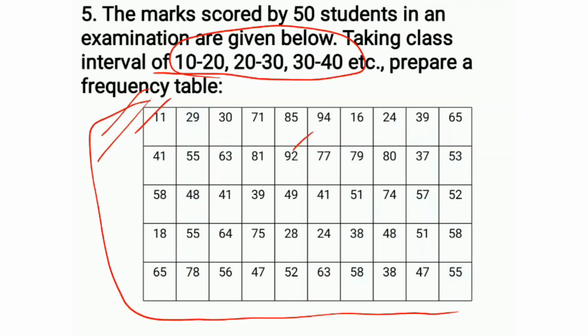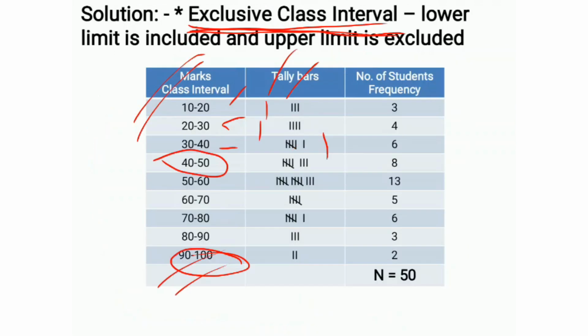There are some values like 80 and 30. You should be very careful in applying this. 30 does not belong to 20 to 30; 30 belongs to 30 to 40. Again, 80 does not belong to 70 to 80; it belongs to the 80 class. So wherever it belongs, you put a tally bar and finally get the count, that is, the number of students, which we call frequency.